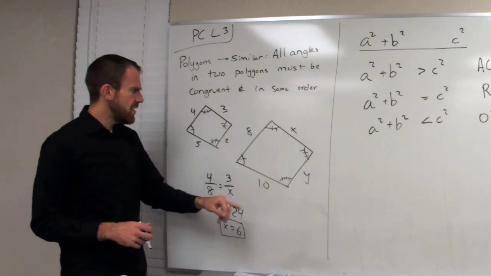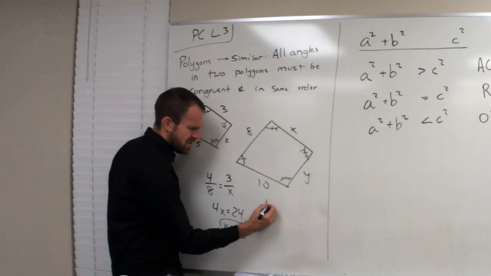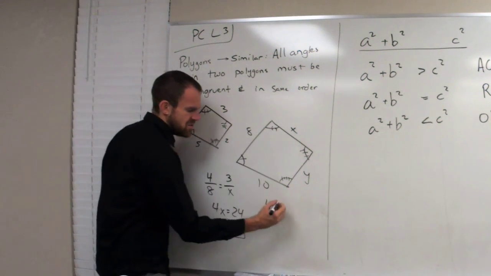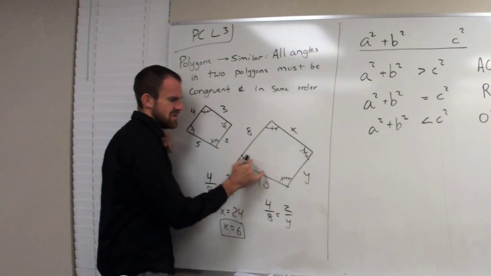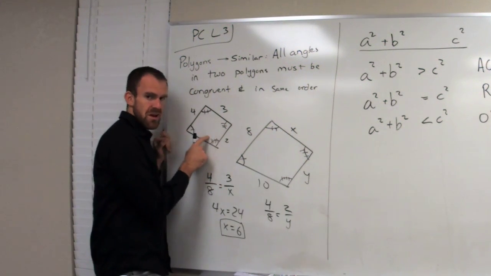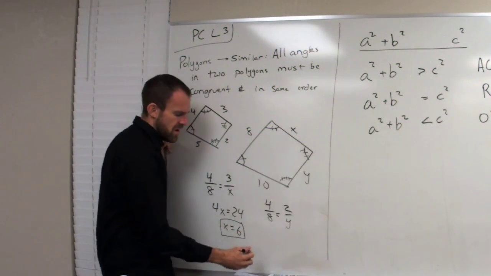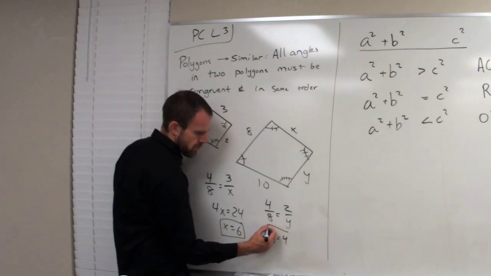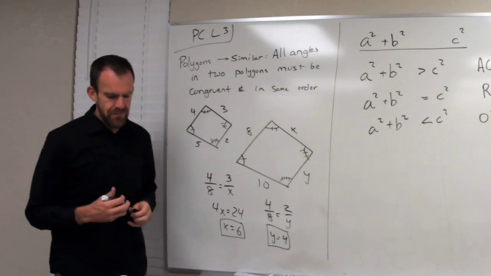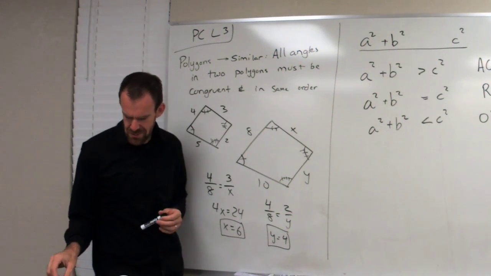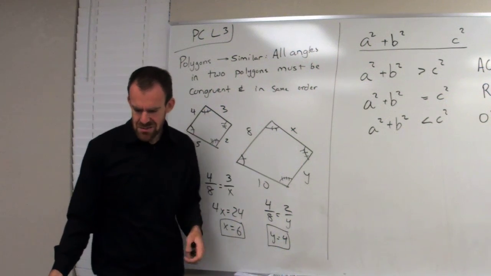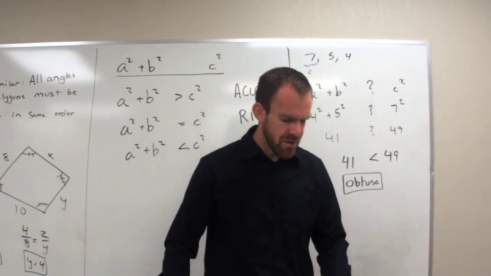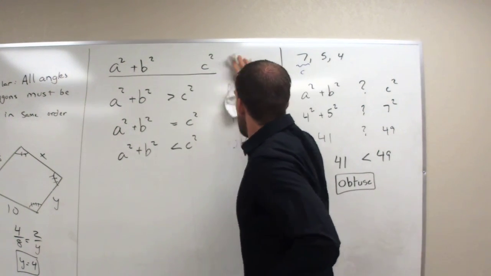If I wanted to find y, I could still do 4 over 8. Sorry, a little brain fart there. Equals, I'm going to use this corresponding side, 2 over y, because these are in the same spot between angle 3 and 4. Between 3 and 4 is y. So y equals 4. Okay? So that's similar shapes, and obviously similar triangles are going to be quite similar, except now you're in pre-calc. So everything's harder.